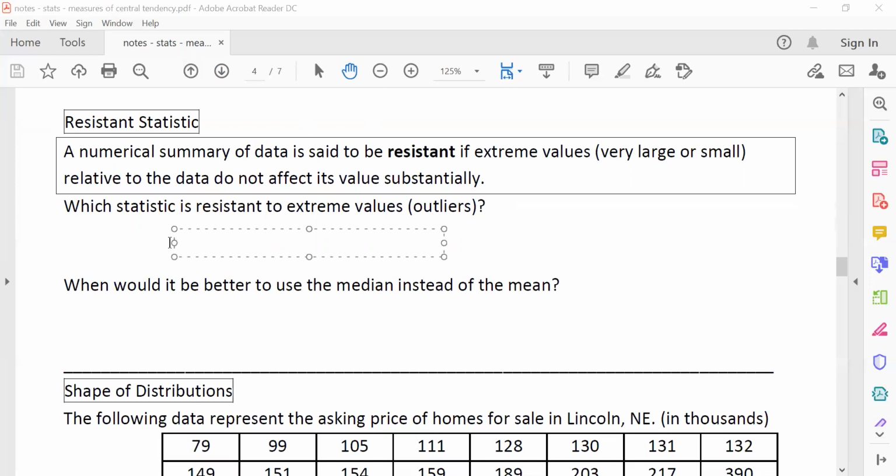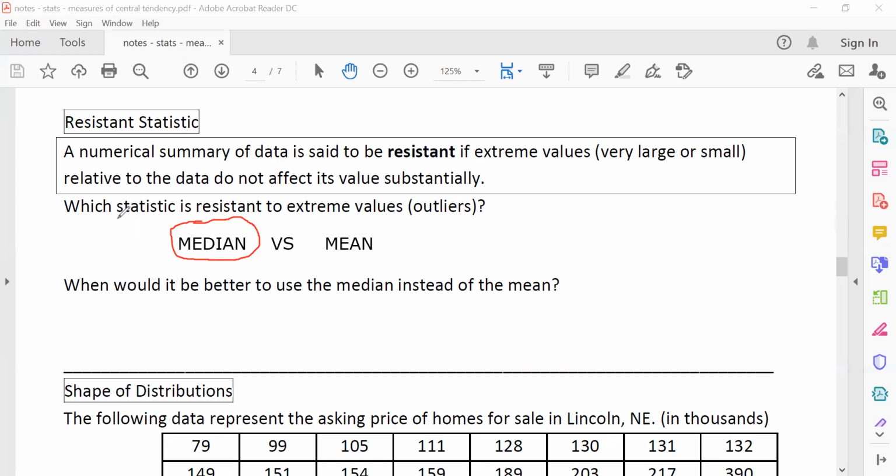You got the median versus mean. So all of you out there in the Zoomosphere, in class here, which statistic is resistant to extreme values? The median, exactly. That's exactly right. It's not perfectly resistant. It doesn't stay exactly the same, but it is.